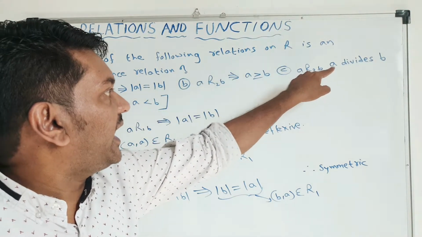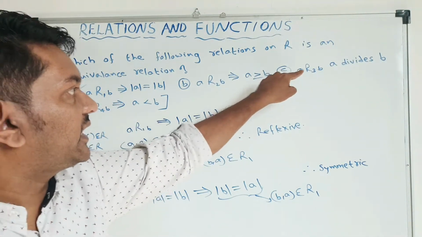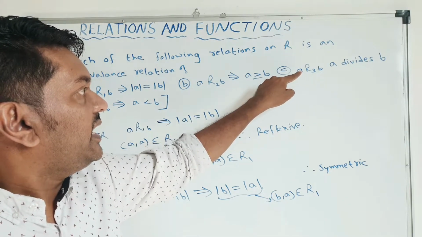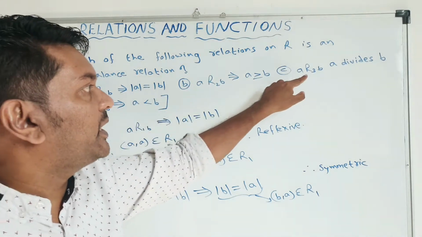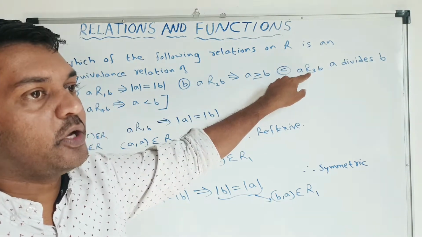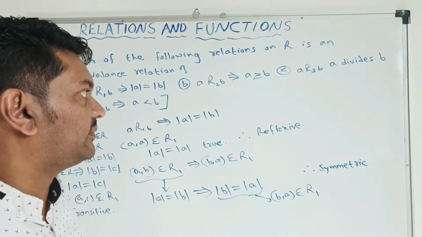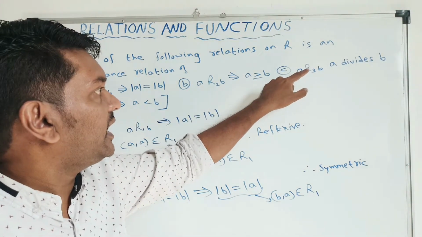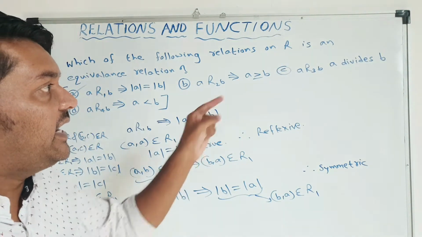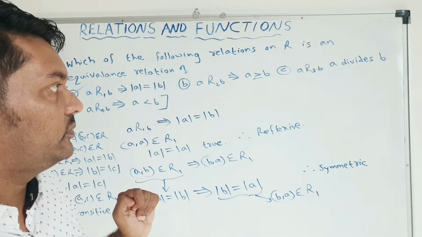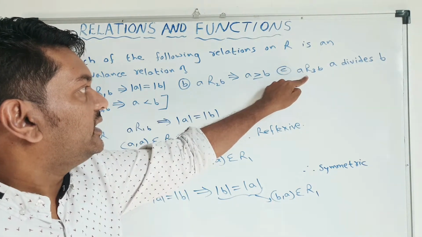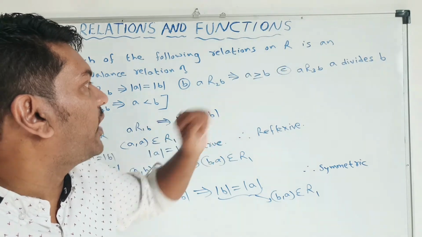Now next one, A divides B. We are checking whether it is a reflexive relation. A divides A. So (A, A) belongs to R3. It is an element of R3. So it is a reflexive relation. Now checking for the symmetric part. A divides B, but it doesn't mean that B divides A. So it is not symmetric. Therefore it is not an equivalence relation.